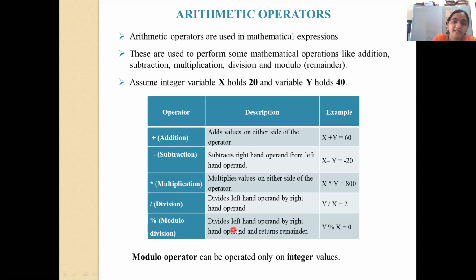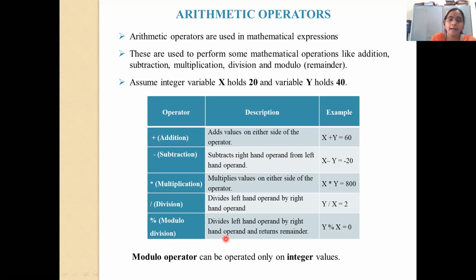Modulo division divides the left-hand operand by the right-hand operand and returns the remainder. What is the value of y? 40 modulo 20 means 40 divided by 20, and the remainder is 0. The division quotient is 2 (twenty-twos are 40) and the remainder is 0. So if you want to find the remainder after division, you must use the modulo operator, or modulo division operator.